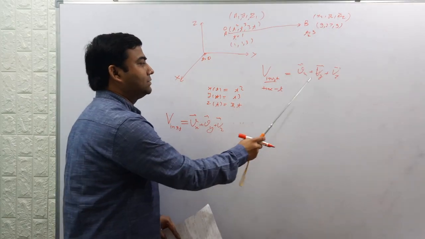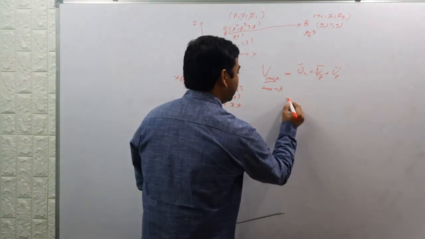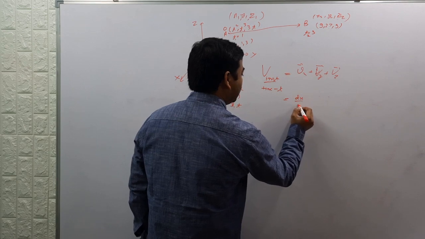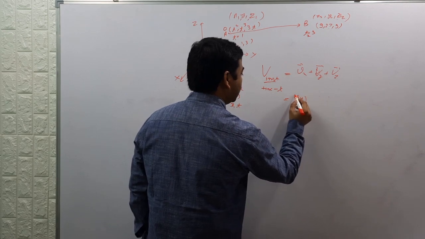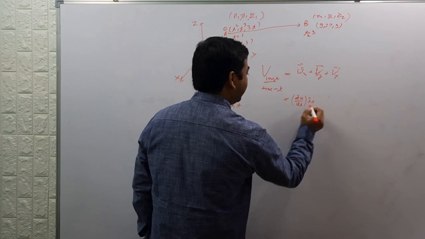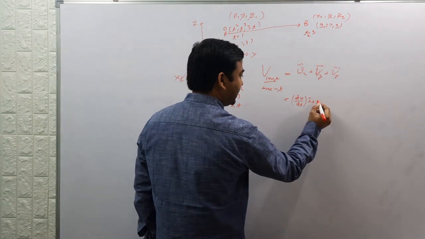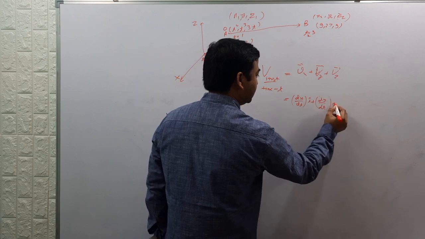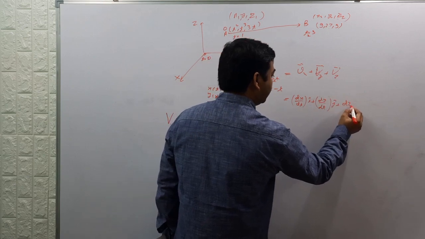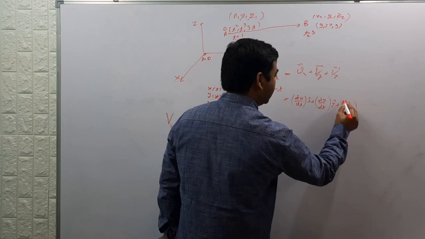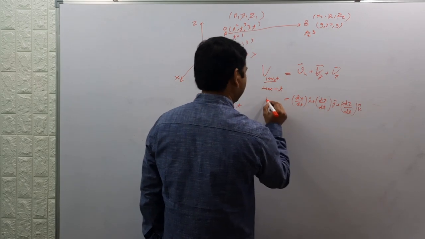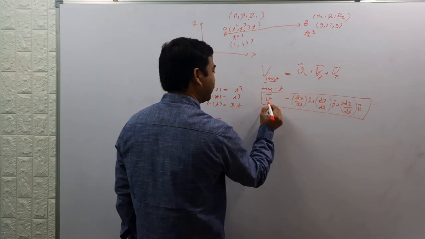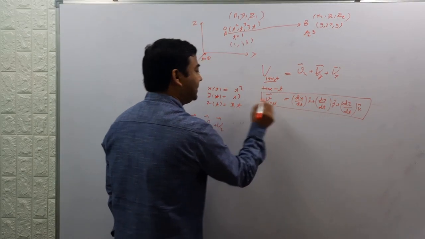Instantaneous velocity in x, y, z direction. So these instantaneous velocities are dx over dt, which can be written in ijk terms as dx over dt i plus dy over dt j plus dz over dt k. So this is the instantaneous velocity at time t.